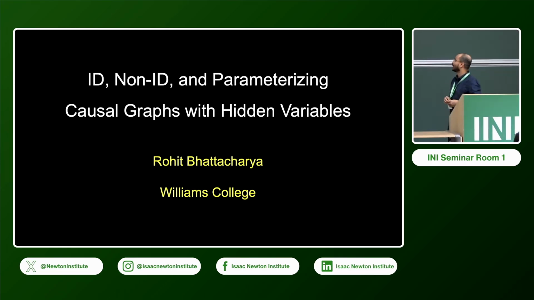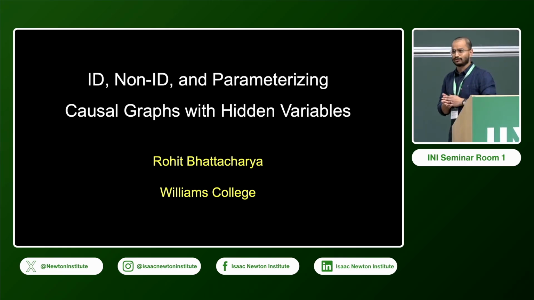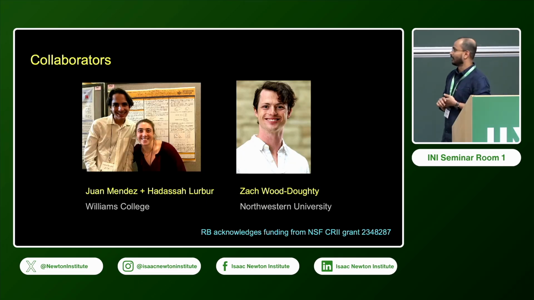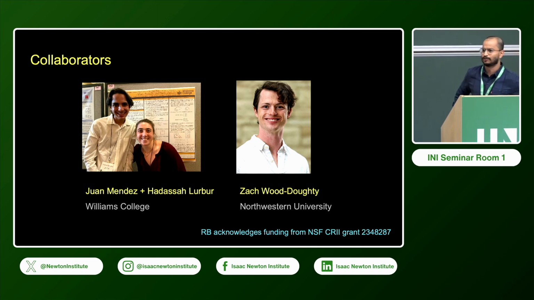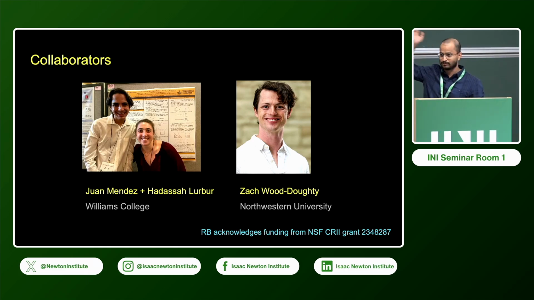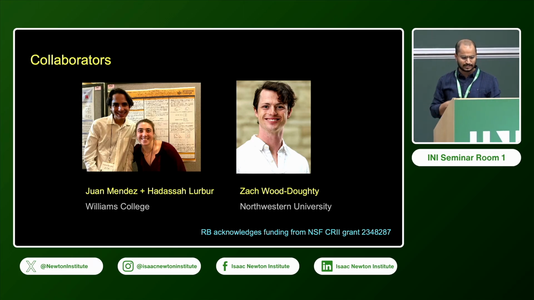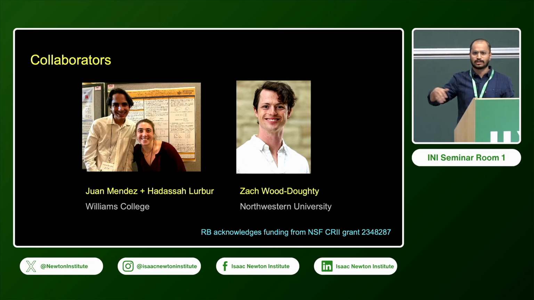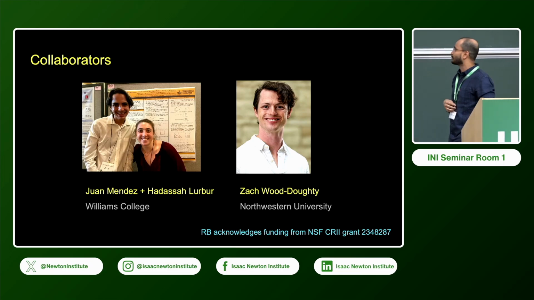Okay, so this is about identification, non-identification, and parameterizations of causal graphs with hidden variables. This is actually kind of ongoing work. I mean, teaching, I think, is just in general ongoing work. But some of the concepts in this talk come from talking to my two undergraduate students, Juan Mendez and Hadassah Lurbur, and Zach Woodowdy. Zach's at Northwestern University. He also teaches a bunch of courses in causal inference. And the way that this came up was that I gave Juan and Hadassah some project in causal inference. I can't even remember what the project was at this point.